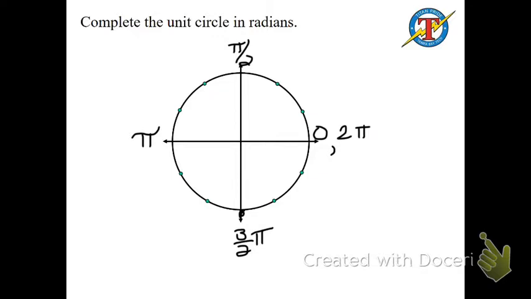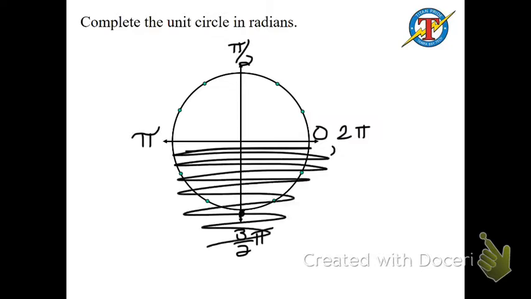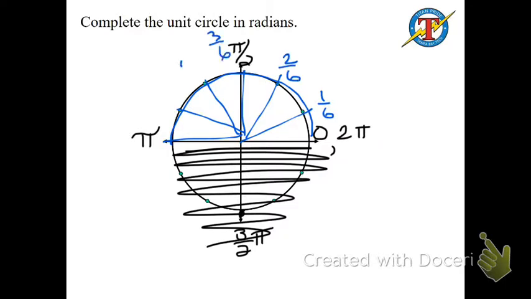Okay, now the other ones, let's ignore the bottom half of my unit circle for right now, and just deal with the top half. Well, this goes from 0 to pi, and it does it in 6 equal pieces of pizza. 1, 2, 3, 4, 5, 6. Pretend that was nice and neat. So I'm cutting from 0 to pi in 6 equal pieces of pizza, so we're going to count by sixths. So this would be 1/6, 2/6, 3/6, 4/6, 5/6, and this would be 6/6.